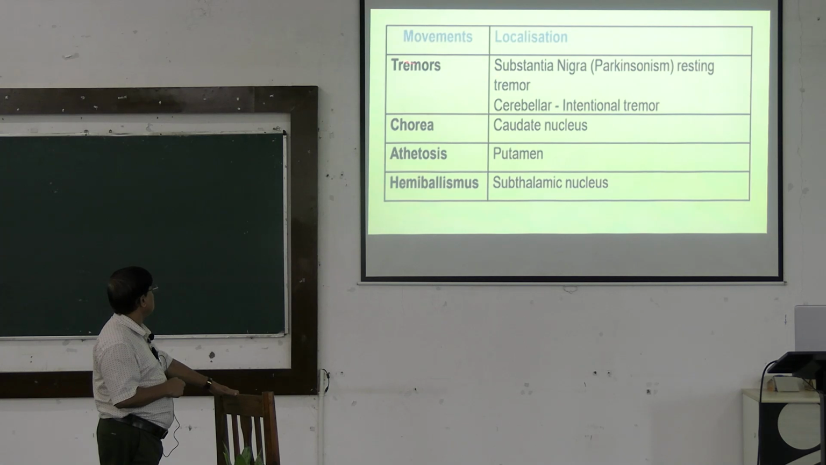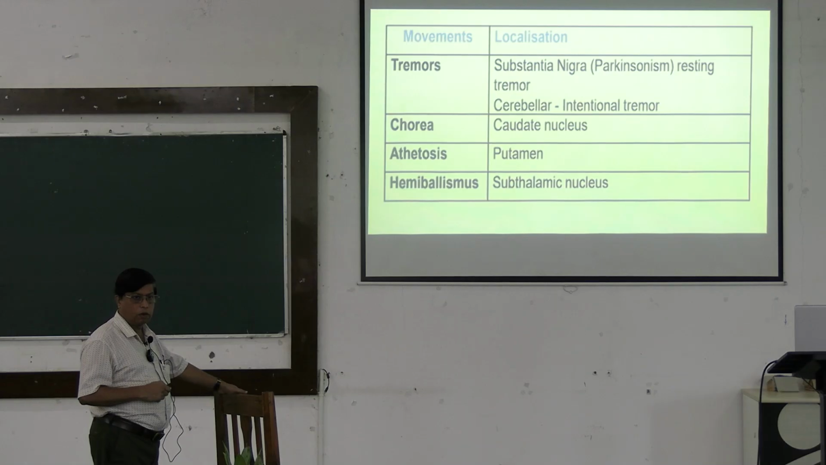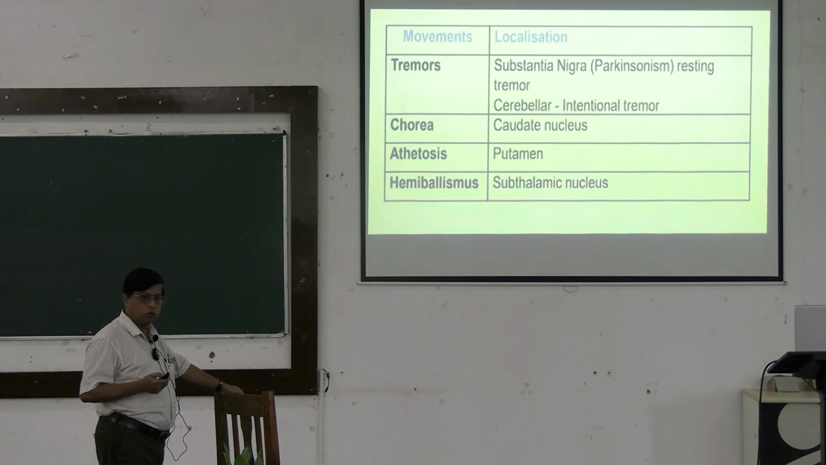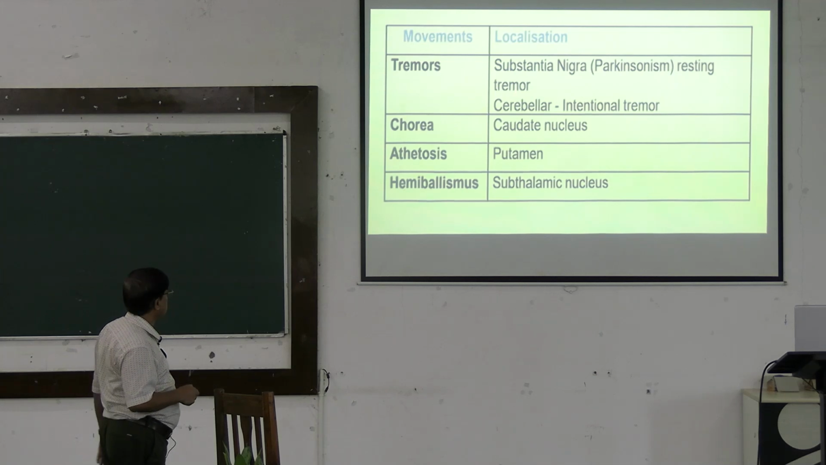So tremor is substantia nigra, cerebellar lesion is intention tremor in the cerebellum, chorea is the caudate nucleus, athetosis is the putamen, and hemiballismus, where the lesion is in the subthalamic nucleus. This is also a very important MCQ sometimes. We will come one by one, but these are very important slides to remember where the lesion is. It will help you in answering the MCQs also in your future studies.